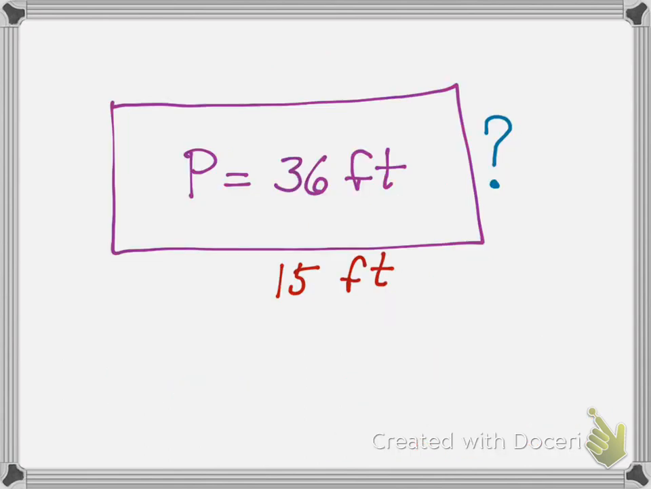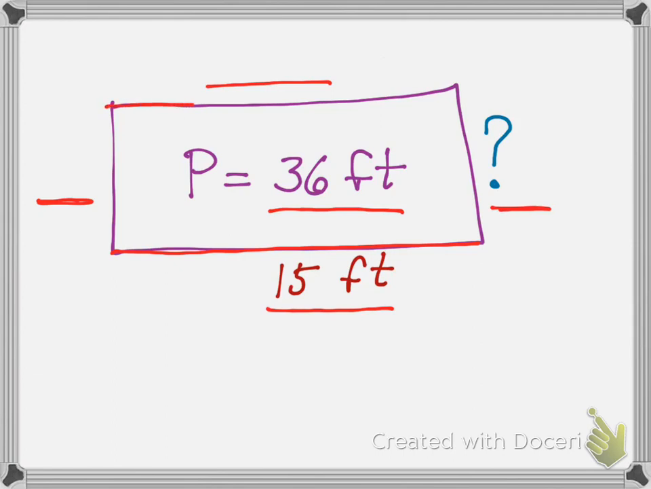All right, here's another one. Here's another rectangle, and the perimeter is given. The perimeter of this rectangle is 36 feet. We know that one side is 15 feet, but we do not know this side, or this side. Those sides are missing. But remember, in a perimeter, if this side is 15 feet, then this side has to be 15 feet because they are parallel and they're equal to each other. So this side is equal to 15 feet.